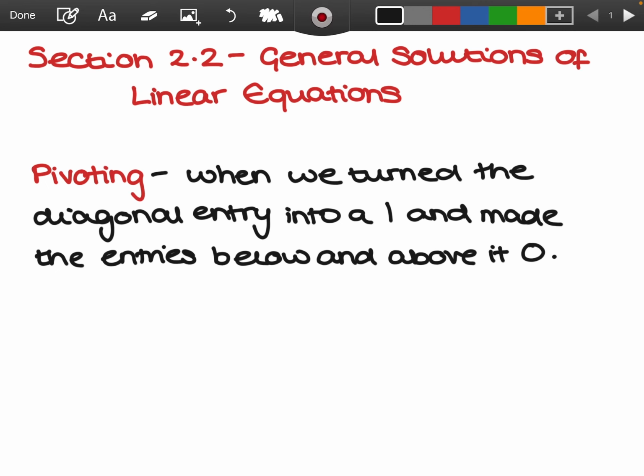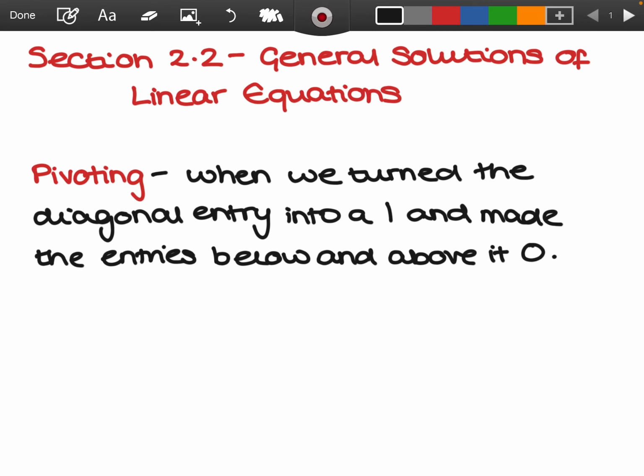So this is what we did in our last section. As I said, in this section we are looking at systems where we may not actually end up with a diagonal matrix. We may not end up with a system that looks exactly like what we had in section 2.1. It's going to end up looking slightly differently because we're going to be looking at things that don't have a unique solution like we had in section 2.1.